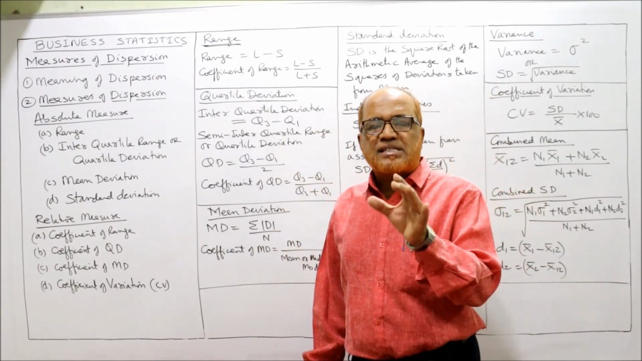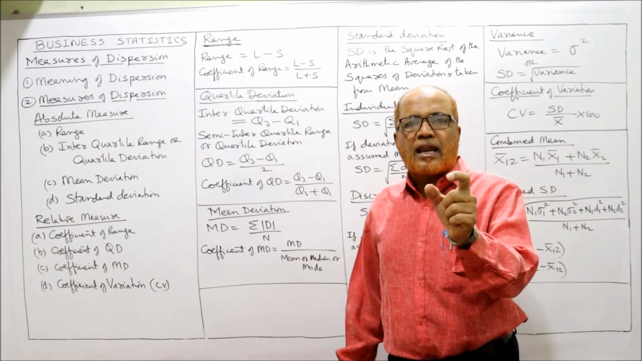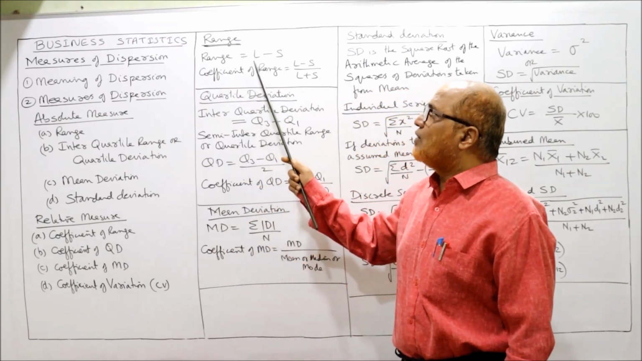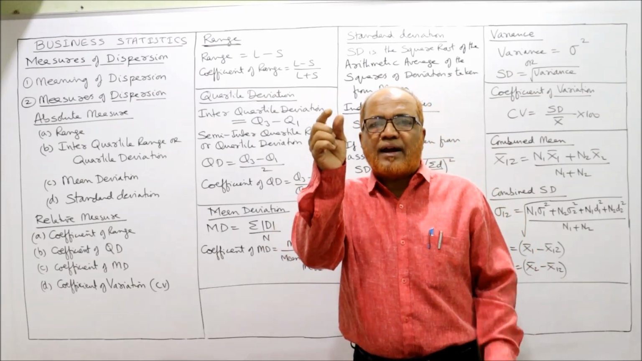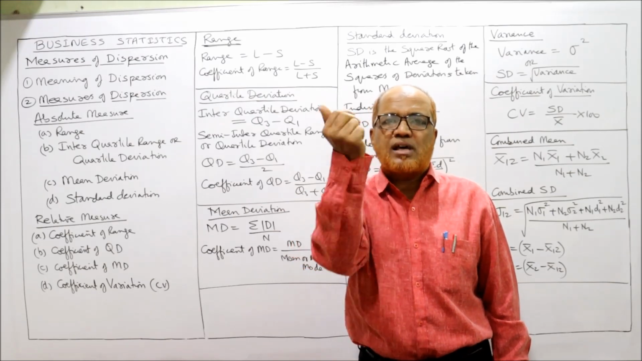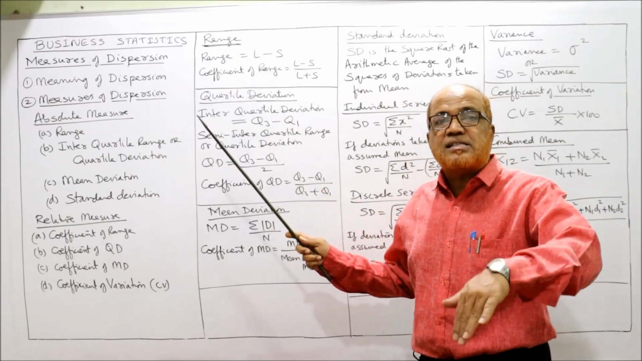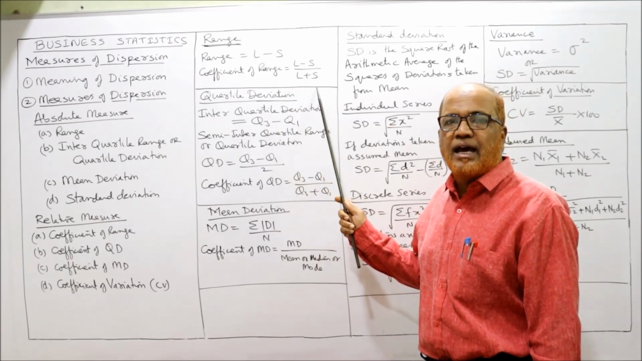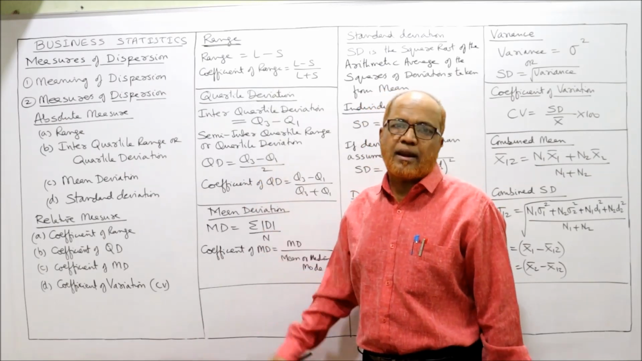Now one by one we'll study. Range. The first and easiest method of measuring dispersion is range. Simply, the range is the difference between the largest value and the smallest value. L stands for the largest value, S stands for the smallest value. So from the given data, we find out the highest value and the smallest value. The difference between the highest and smallest value is the range, L minus S. The absolute measure of range is L minus S, whereas the relative measure of range is the coefficient of range, that is (L minus S) divided by (L plus S).